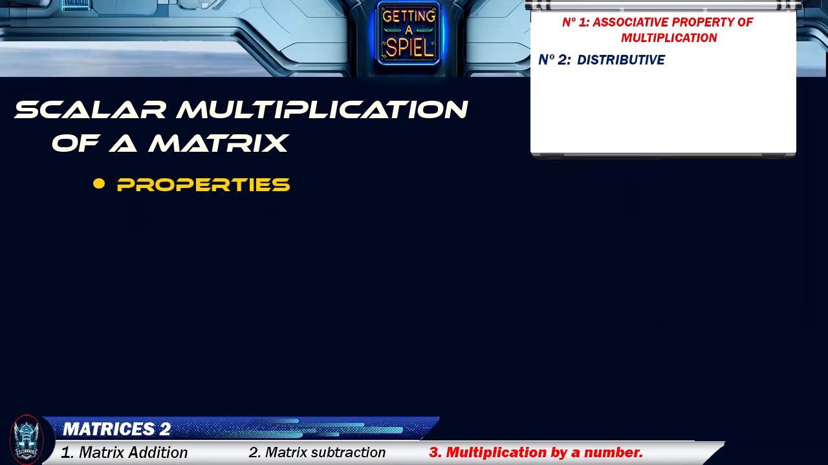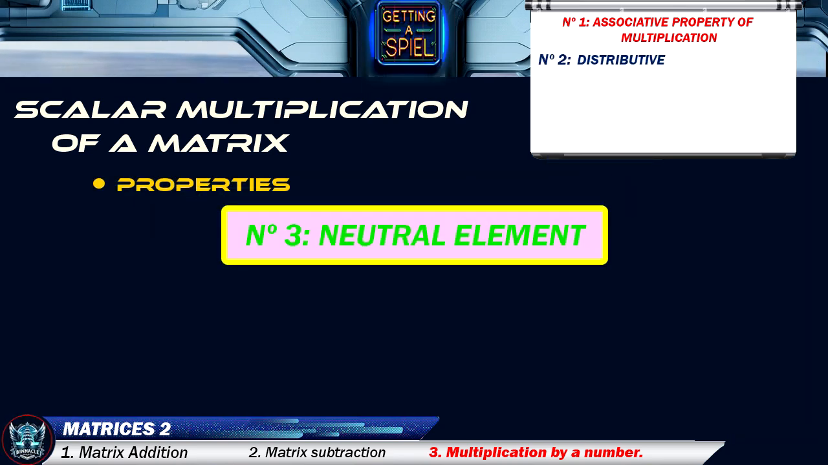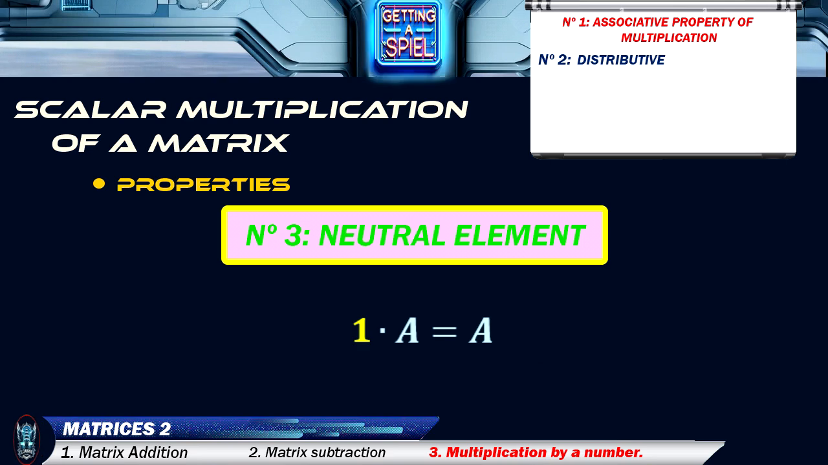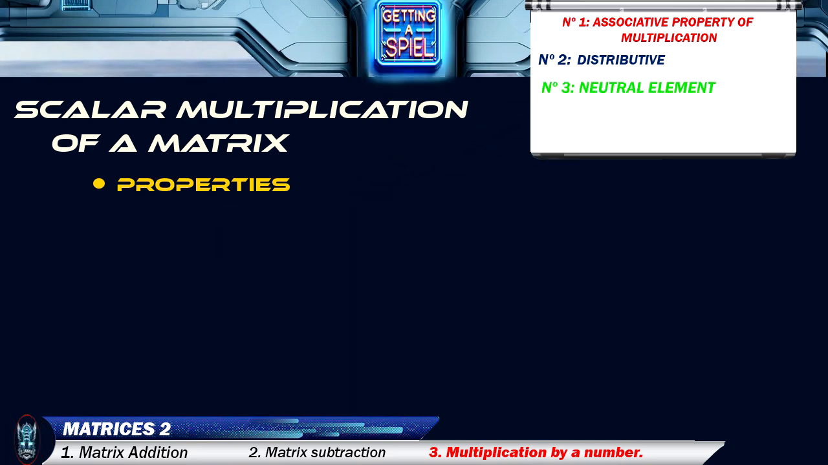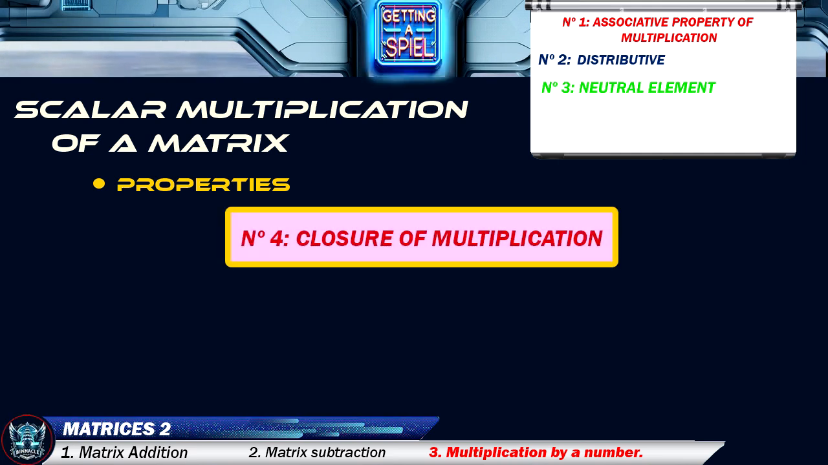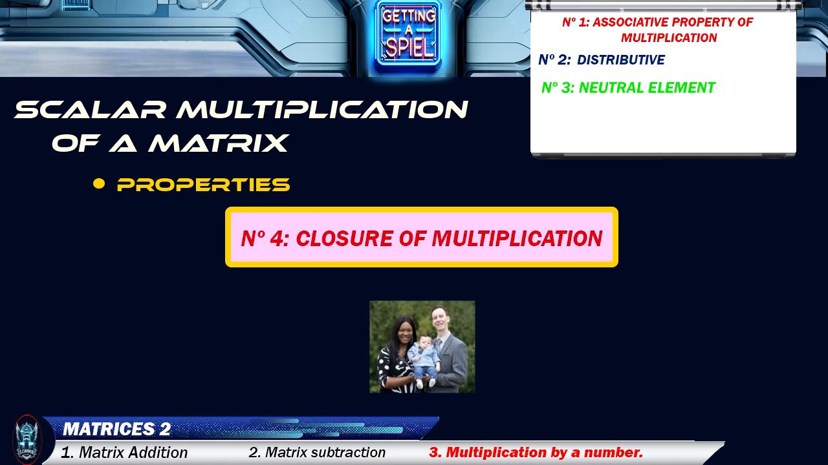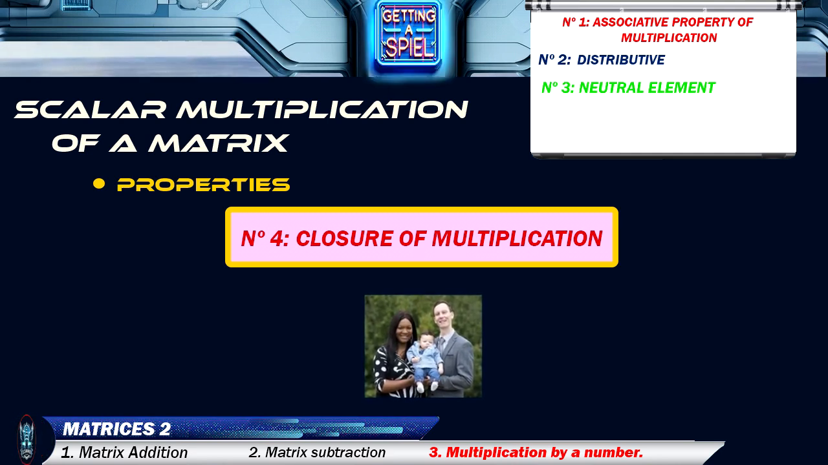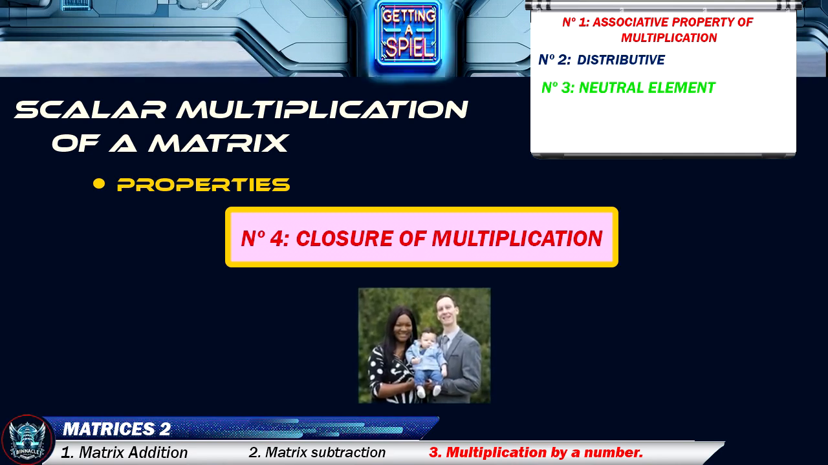The third is the existence of the neutral element of the product, and that neutral element is the number 1. Indeed, multiplying 1 by any matrix results in the same matrix. The last is the closure property of multiplication. It means that multiplying a number by a matrix results in a mathematical object that still belongs to the world of matrices.